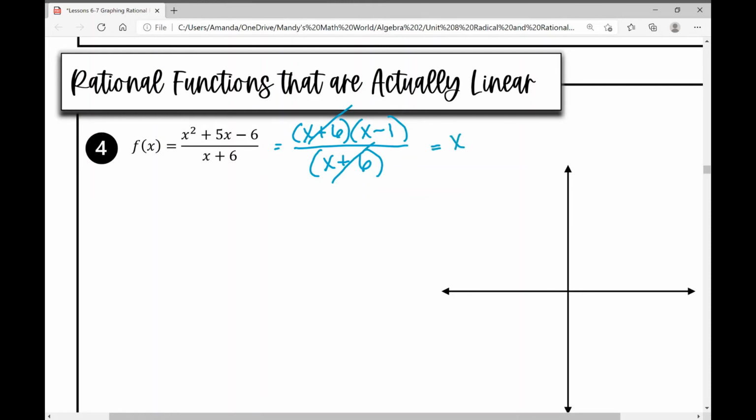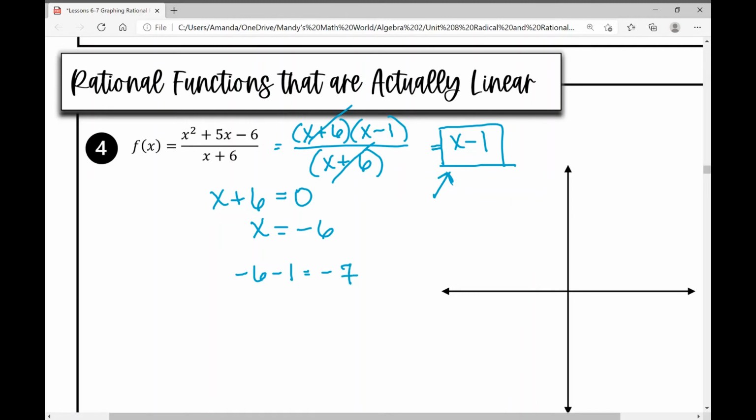Let's see, I'm going to go ahead and rewrite this x minus 1, put a little box around it. And where is that hole? I'm going to set that x plus 6, that factor that I have that's the same on top and on bottom, equal to 0. And I get x equals -6. That's the x value of the hole of this function. So what's the y value? Well, I'm going to take -6 and plug it into this function right here. So -6 minus 1 equals -7.